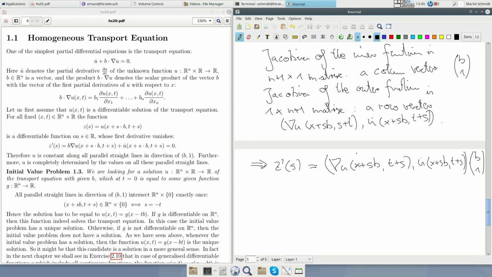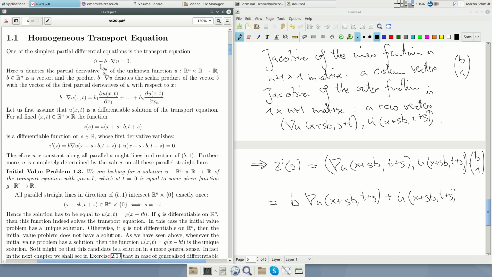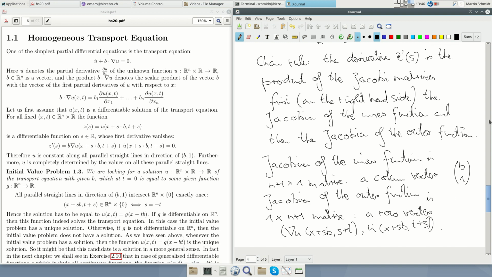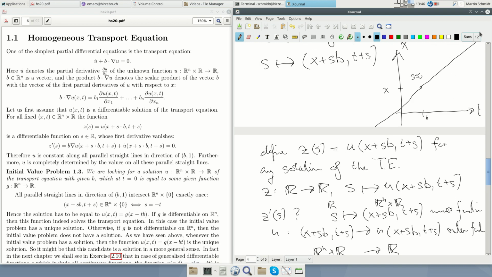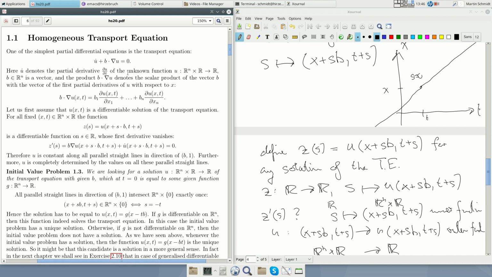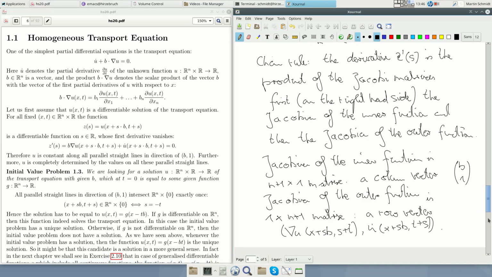Now if we do the calculation, what do we get? We get b times the gradient of u at (x plus sb, t plus s) plus the time derivative of u at (x plus sb, t plus s). Okay, and since u is a solution, we really just recover our differential equation, evaluated along this trajectory, along this line. So we get this expression along this line, but it's everywhere 0.